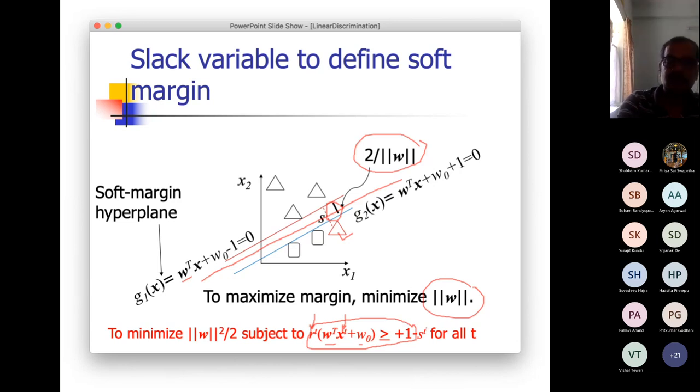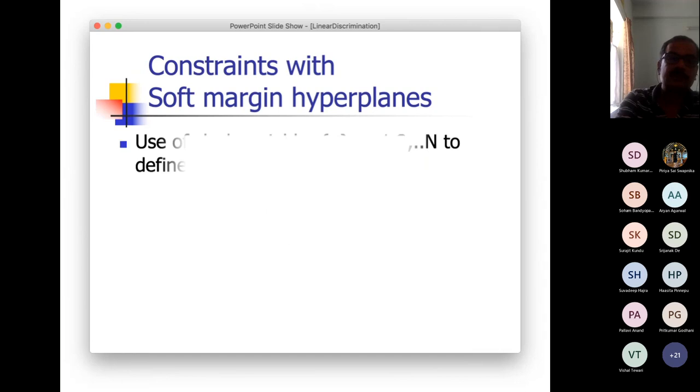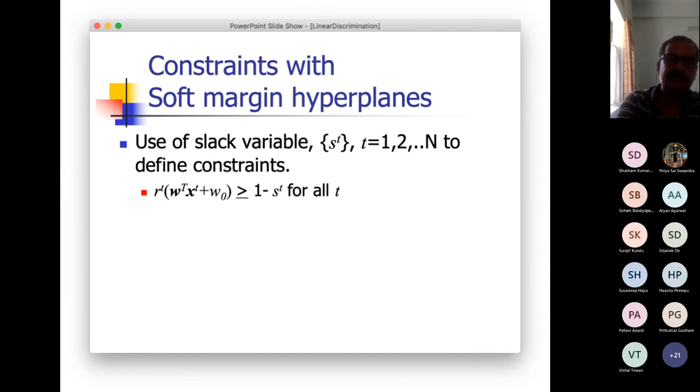Now, due to the introduction of this tolerance, it should be 1 minus s_t, and s_t has to be always greater than 0, so s_t should be positive. For the samples which are lying on the right side, which directly satisfy this plus 1, the s_t would be 0. So these slack variables are the introductions, as I mentioned.